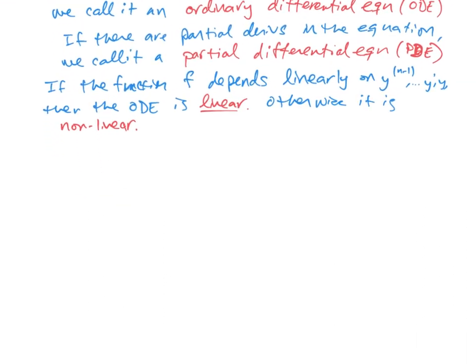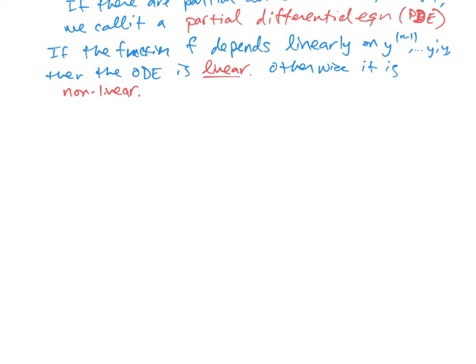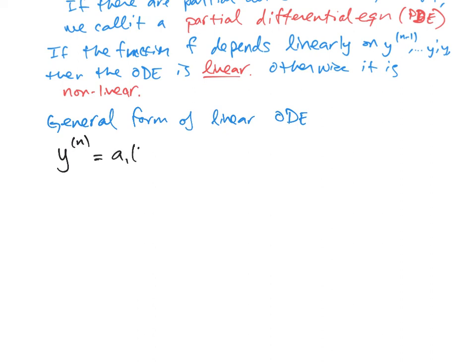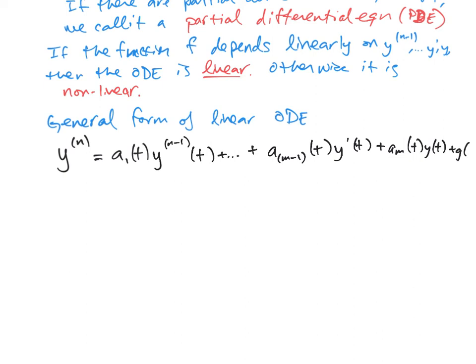And it's going to be the same thing over in our ODEs. So let's head back over here. Our general form of a linear ODE looks like our nth derivative, so we have order n, y^(n) equals a1(t) times y^(n-1), the n minus 1 derivative, plus and so on, and now a_{n-1}(t) y'(t) plus a_n(t) y(t) plus g(t).